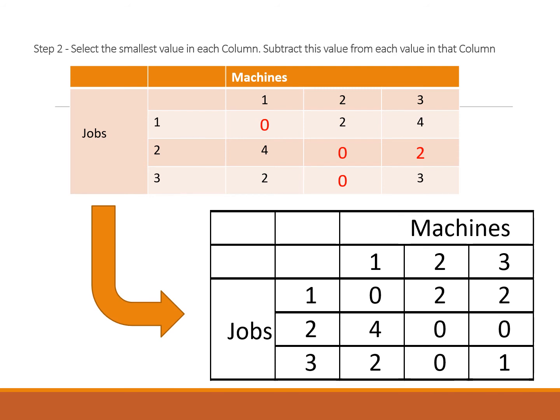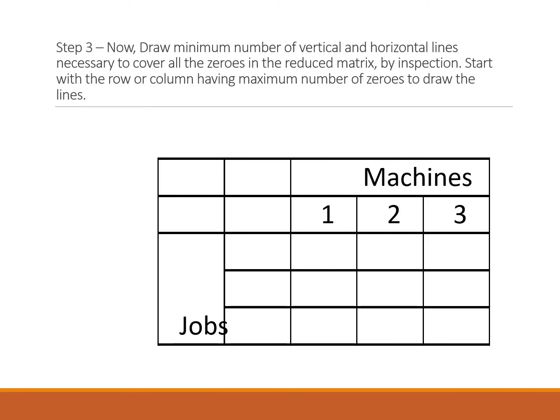Now move on to step number 3. Step number 3 is draw the lines which cover the maximum number of zeros. By inspection or visualization you can clearly identify that the maximum number of zeros lie in row 2. So draw the lines which cover the maximum number of zeros by drawing the lines in a horizontal way.